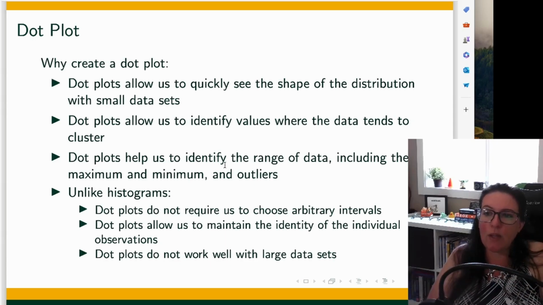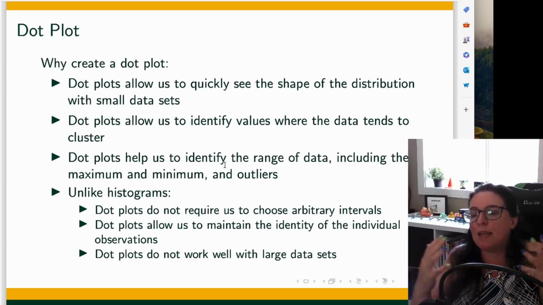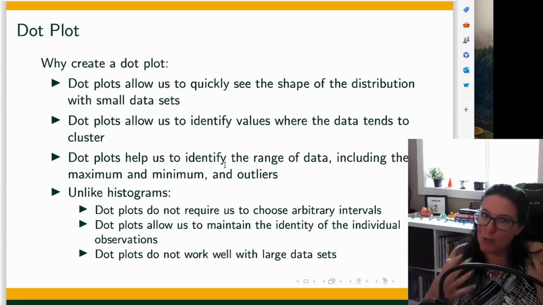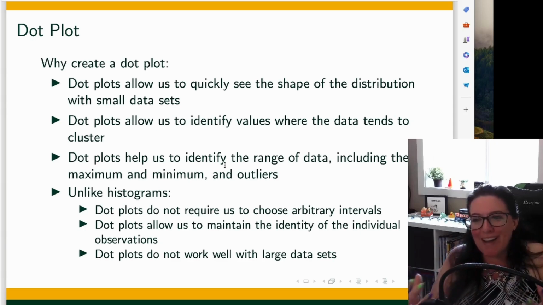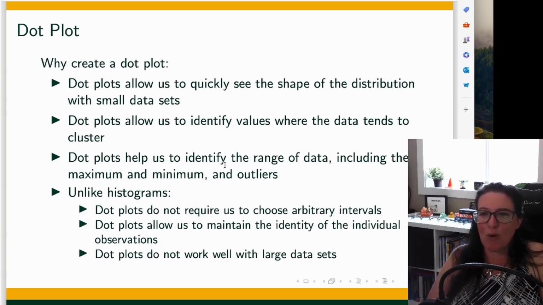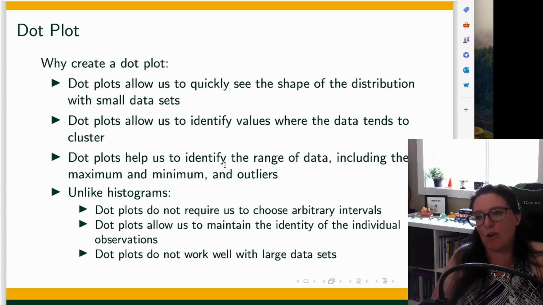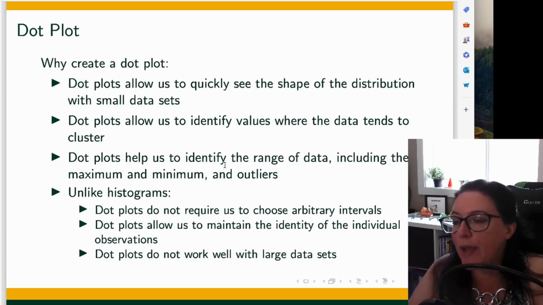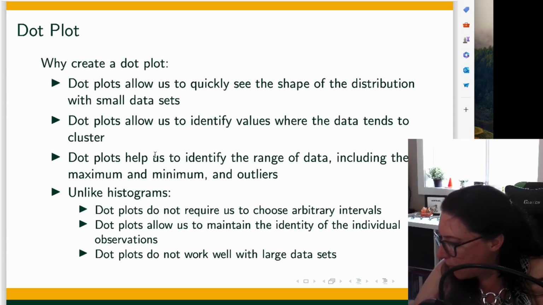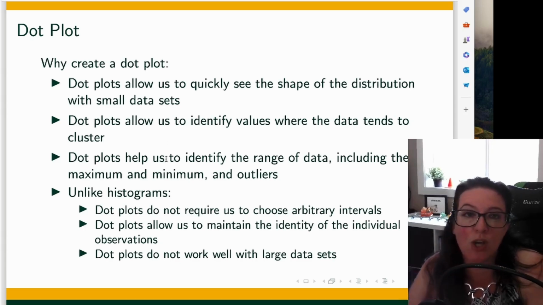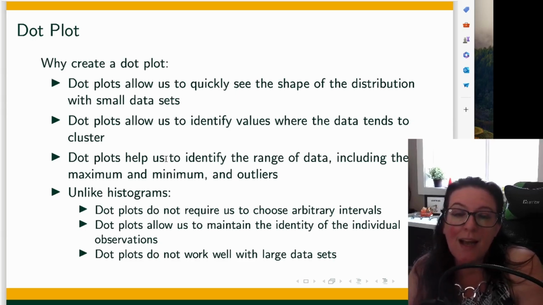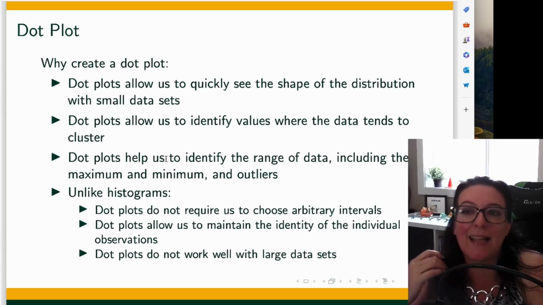However, if you have a really large data set, then using a density plot, which we'll talk about in a later video, or a histogram is much more relevant. So dot plots allow us to see each individual unit and are better for that small sample than a histogram. Okay, so we can create histograms, we can create dot plots. We'll show you how to create a dot plot in Python in a later video.